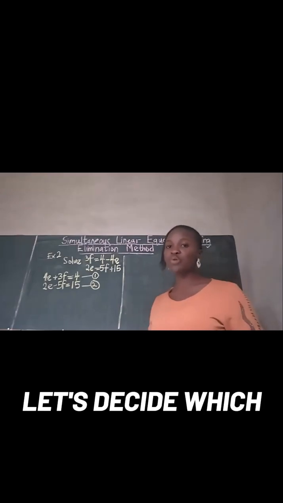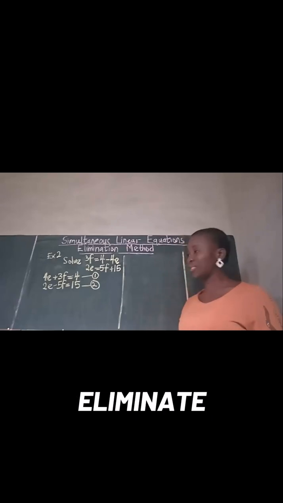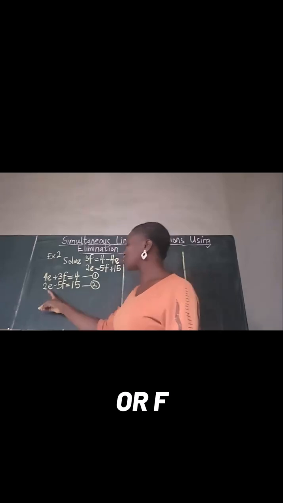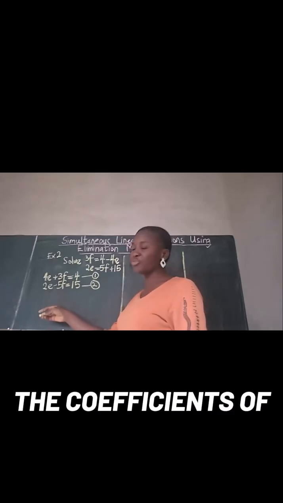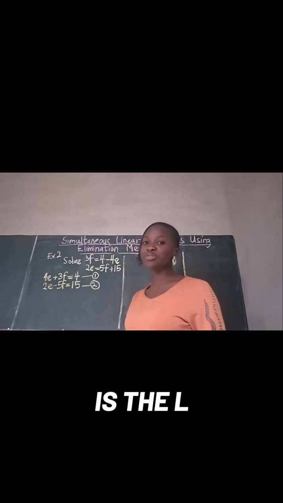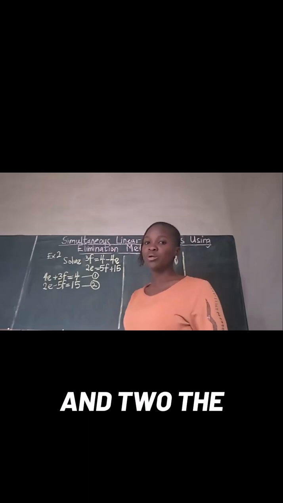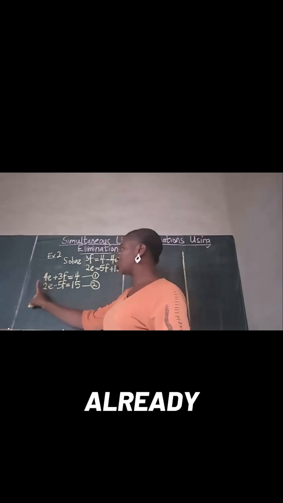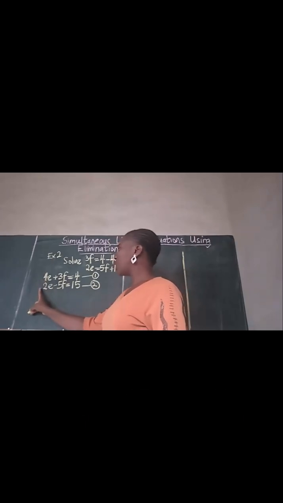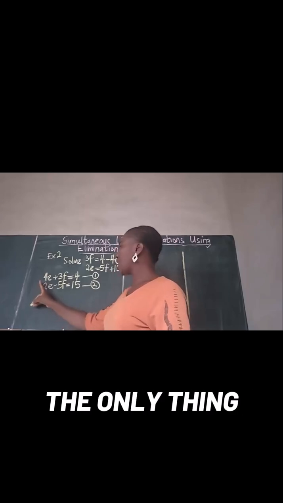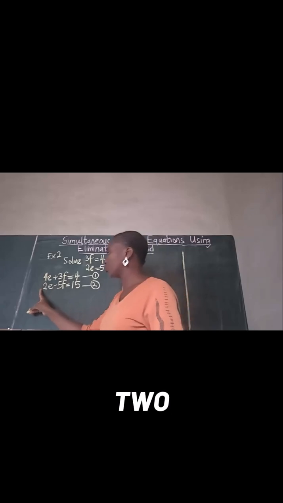Let's decide which of the unknowns we want to eliminate. So we can either eliminate E or F. To eliminate E, let's look at the coefficients of E. We have 4 and 2. What is the LCM of 4 and 2? The LCM of 4 and 2 is 4. There's 4 here already, so the only thing I have to change is this equation. The only thing I have to change is this 2.